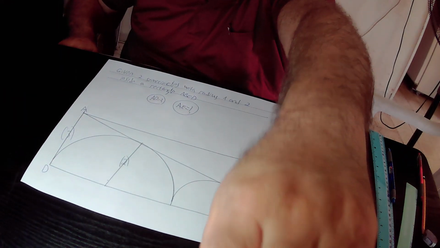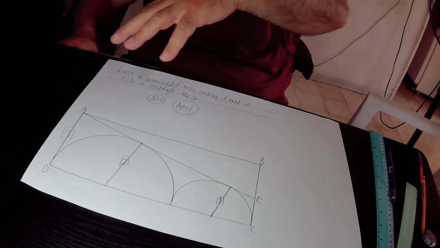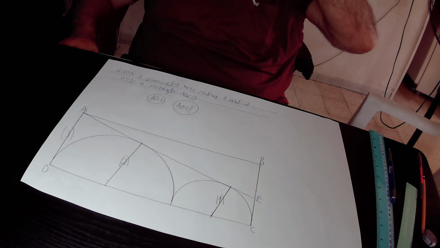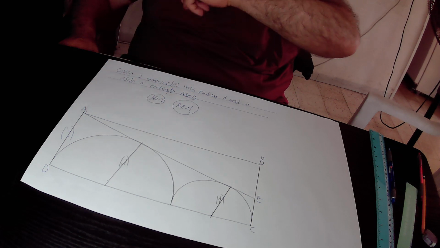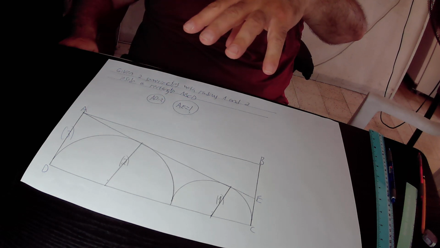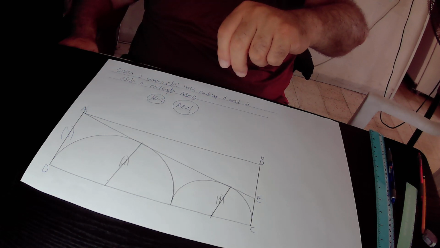Hello, in this lecture we'll find out the length of line segment AE. In the drawing we have rectangle ABCD. Side AD of this rectangle equals 3 units in its length. Inside this rectangle we have two semicircles.